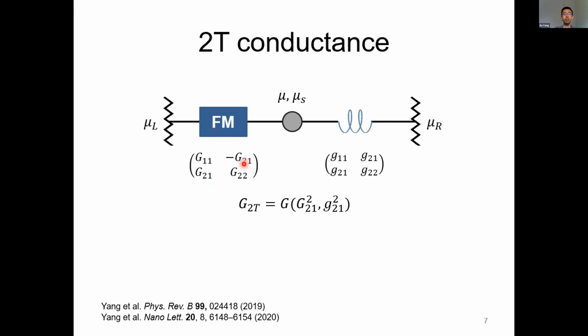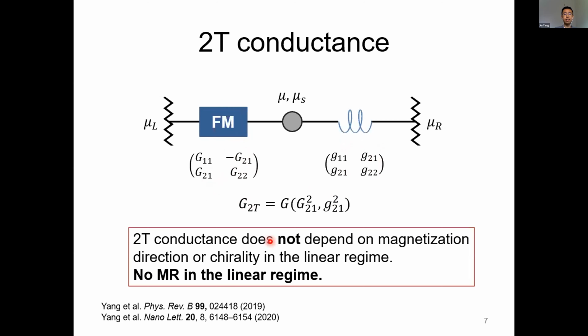And what the sign of this off-diagonal term here tells us about is the magnetization direction of the ferromagnet. And the sign of this guy here tells us about the chirality of the molecule. So this equation over here essentially tells us that the two terminal conductance does not depend on the magnetization direction or the chirality in the linear response regime. And as a result, there cannot be MR, or magnetoresistance, in the linear response regime.